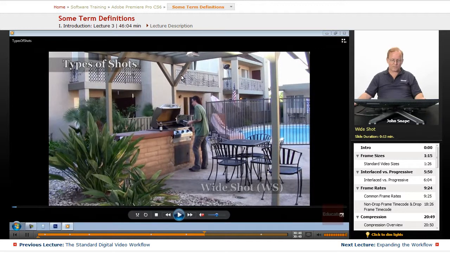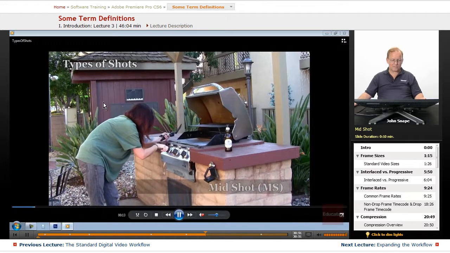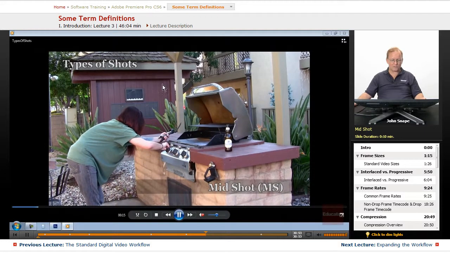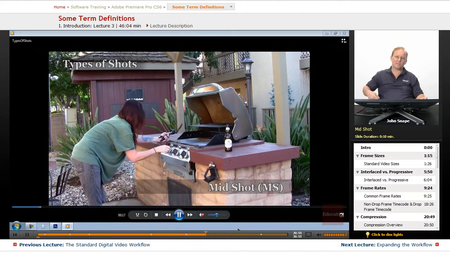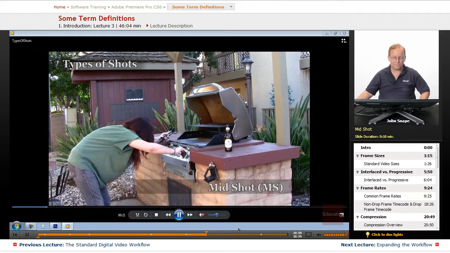So here's your wide shot, and you notice that it's a little bit farther away. You get the entire view of the entire area here. And then here's the mid shot. You get a little bit closer. And as we go through these, we'll get closer and closer to our actor.